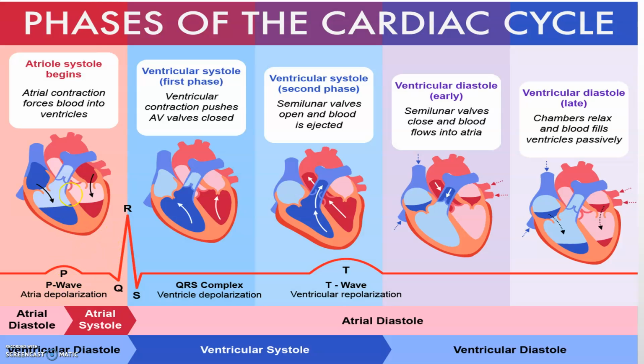The next is the QRS wave. This QRS wave is marked by the ventricular systole, in which the ventricles contract. So it marks the ventricle depolarization. The next is the T wave, which is of ventricular repolarization, in which, during the ventricular systole, the semilunar valves open and the blood is ejected out of the ventricles. And then comes the ventricular diastole, in which you will see a plain line.